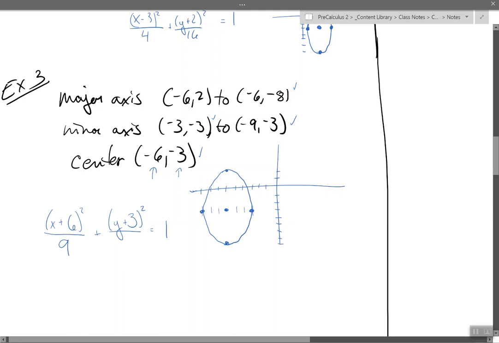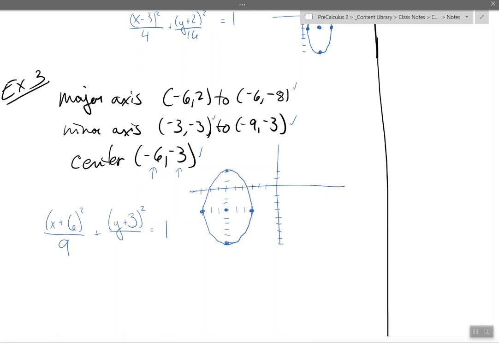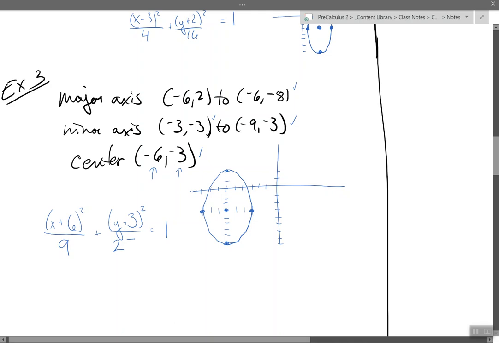And then we're going to do the same thing for the y. So it's 1, 2, 3, 4, 5. A little harder to do that one, but the y distance is 5. So we're going to square that, and we get 25, and that goes underneath the y. And there we go. We have a vertex equation.